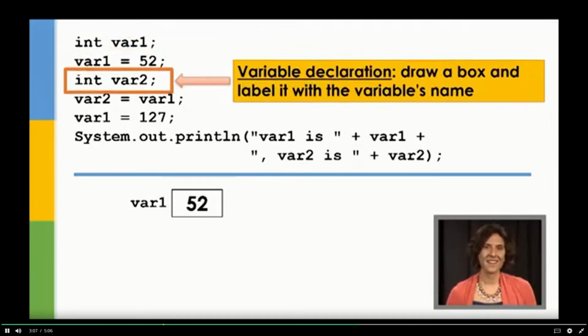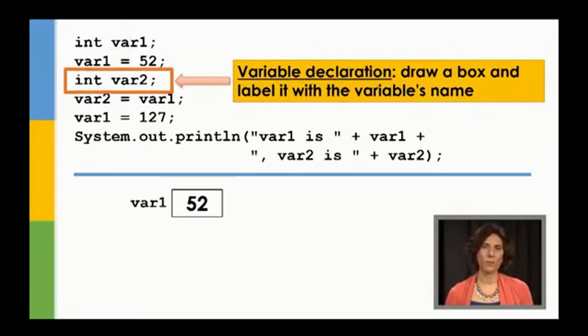All right, next line. Another variable declaration. So we need another box labeled with the new variable name, which is var2.